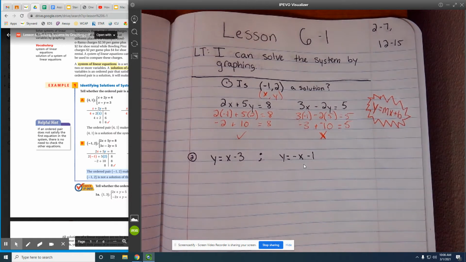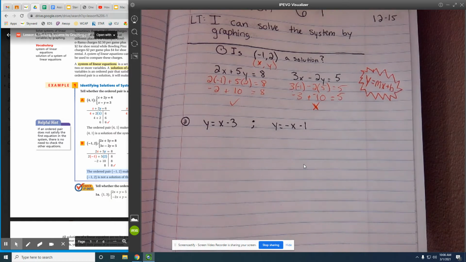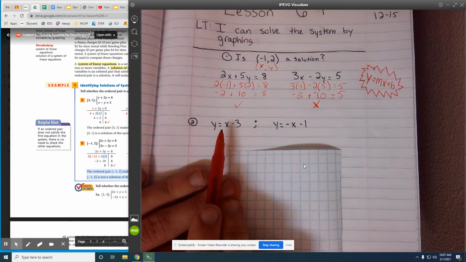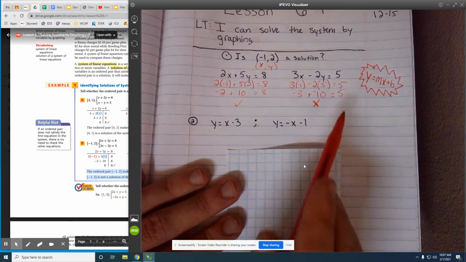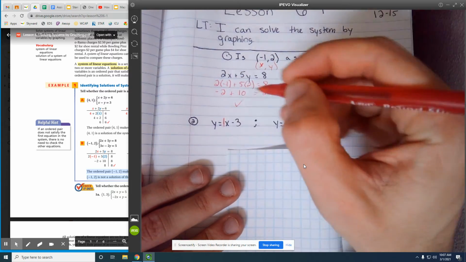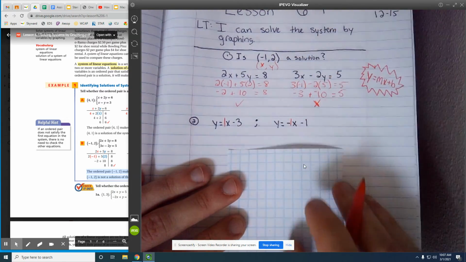And look at this next one, y = x - 3 and y = -x - 1. We're going to try to solve that by graphing. Remember, y = mx + b, where m is our slope and b is our y-intercept. These ones are a little bit trickier because there's actually no number right here in front of the x, so there is no m. If there is no number, that's always going to be a 1, so 1x and -1x.